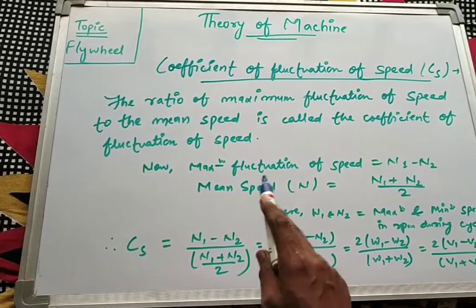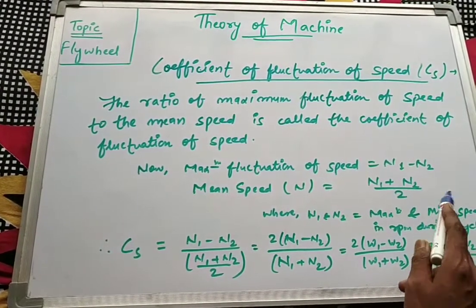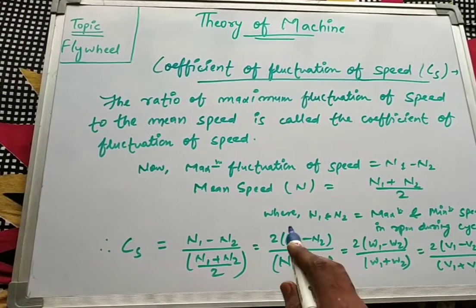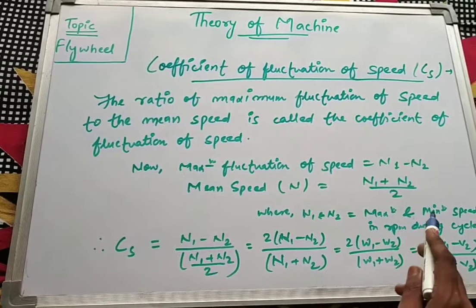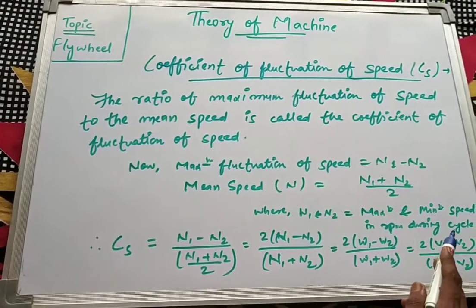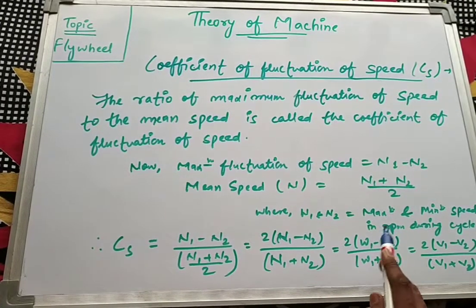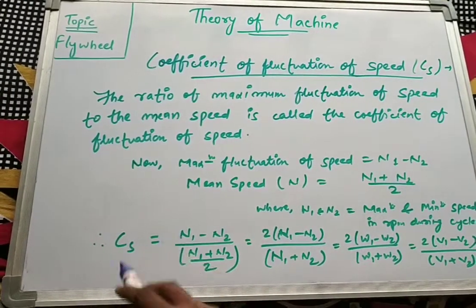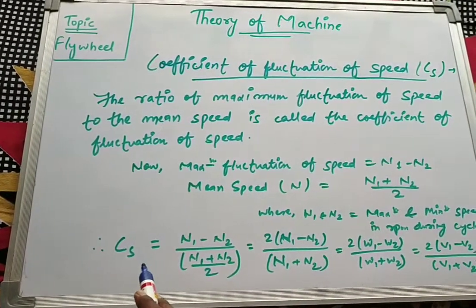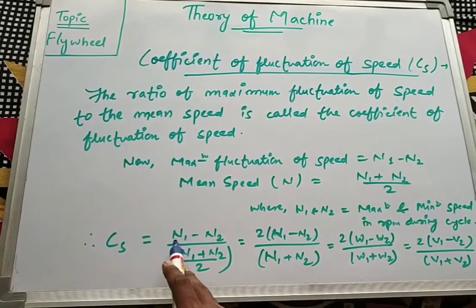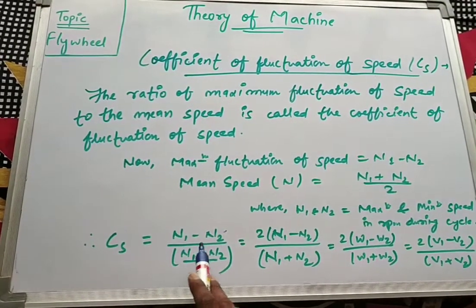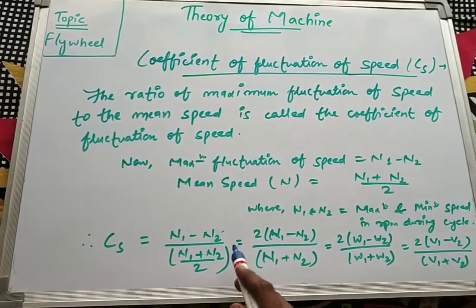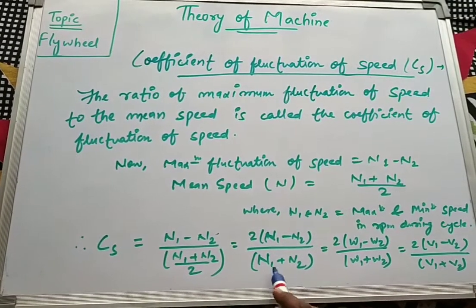We know that the maximum fluctuation of speed will be n1 minus n2, and the mean speed will be (n1 plus n2) by 2. Here n1 and n2 are the maximum and minimum speed in RPM during each cycle. So according to the definition, the coefficient of fluctuation of speed is the ratio of the fluctuation of speed to the mean speed: (n1 minus n2) divided by (n1 plus n2) by 2. We can rewrite this as 2 into (n1 minus n2) by (n1 plus n2).